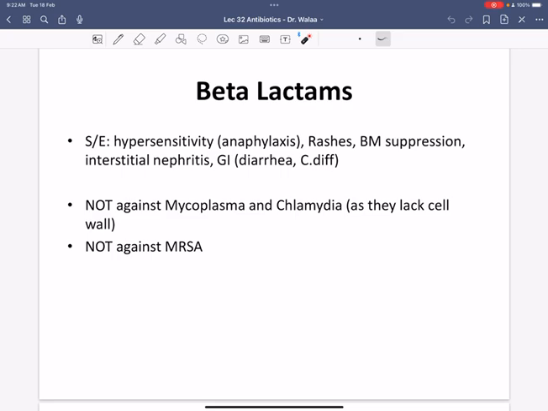Beta-lactams, they don't work against atypical microorganisms. Why is that? And they don't act against MRSA, which is methicillin-resistant Staphylococcus aureus, which is a gram-positive resistant pathogen that causes significant, like severe infections, especially in patients who are immune compromised or admitted to hospitals.